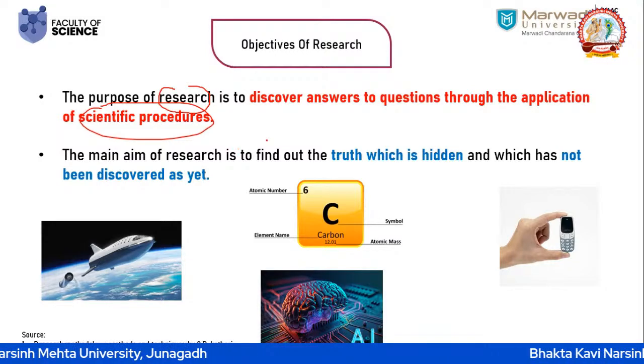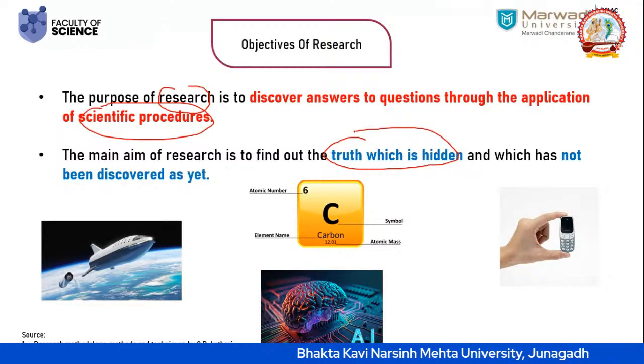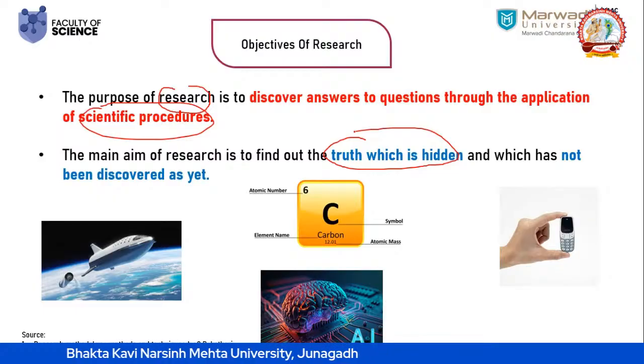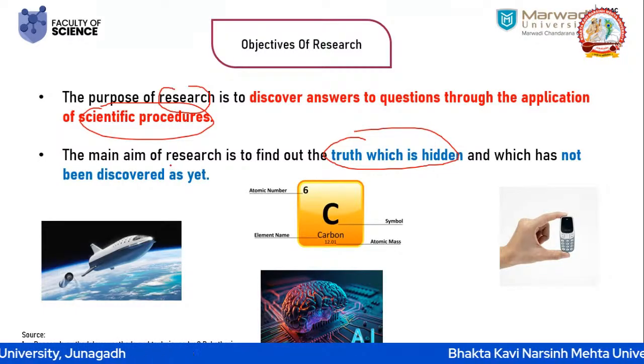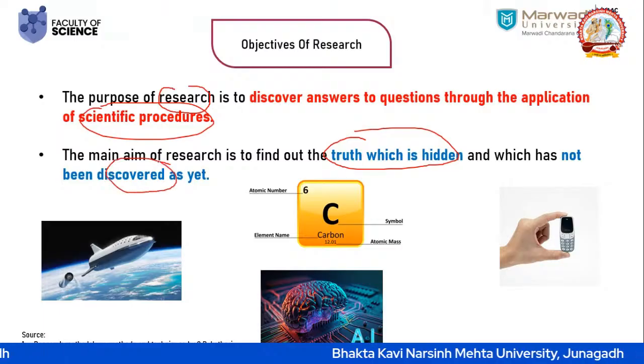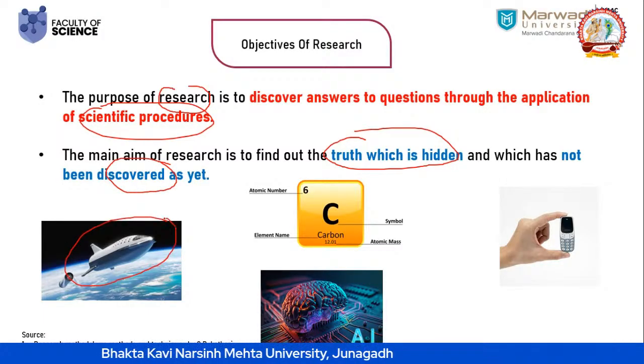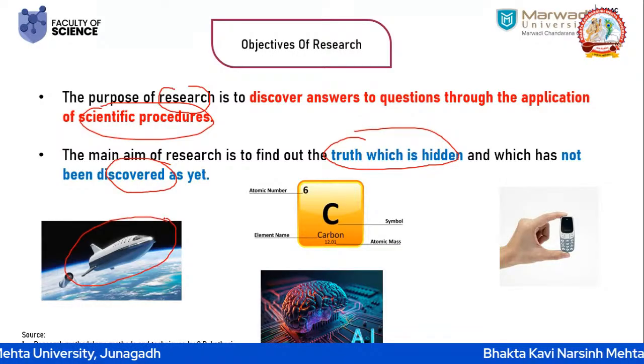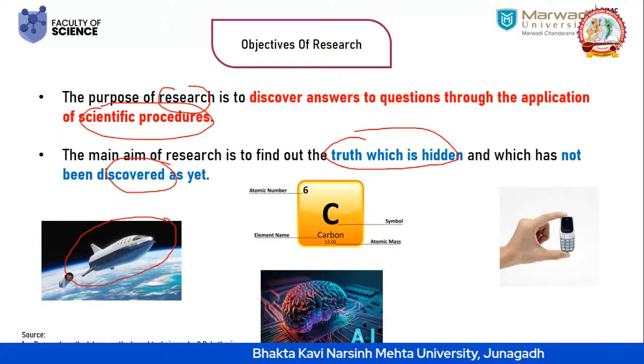The main aim of research is to find out the truth which might be hidden, because generally research is considered for a novel thing or something new. Not necessarily novel, but at least something new which is not discovered yet. For example, there is so much space work going on, and with respect to that you are identifying new techniques to see space. You are getting new tools developed for the study of space science. So that is also considered research.